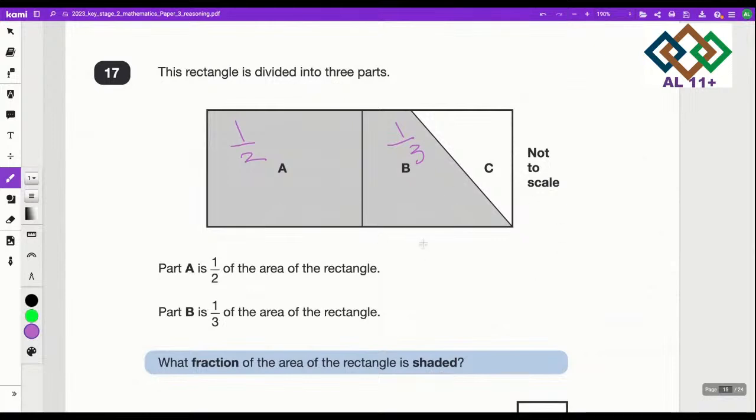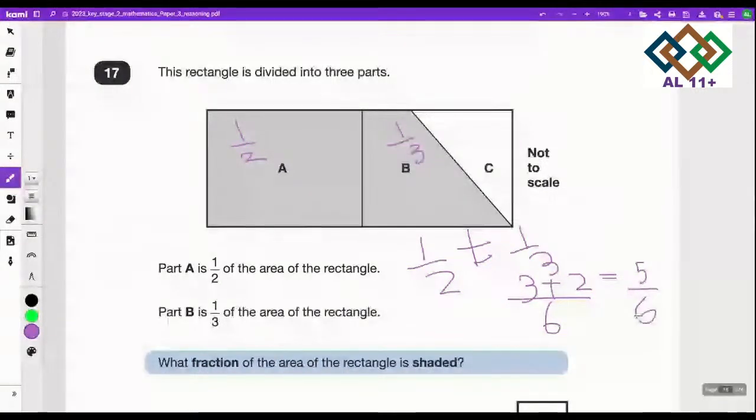So how would you do this one? You will just do it like this. Half, that's 6. 2 threes are 6. 1 threes are 3, plus 2. That gives you 5 over 6.